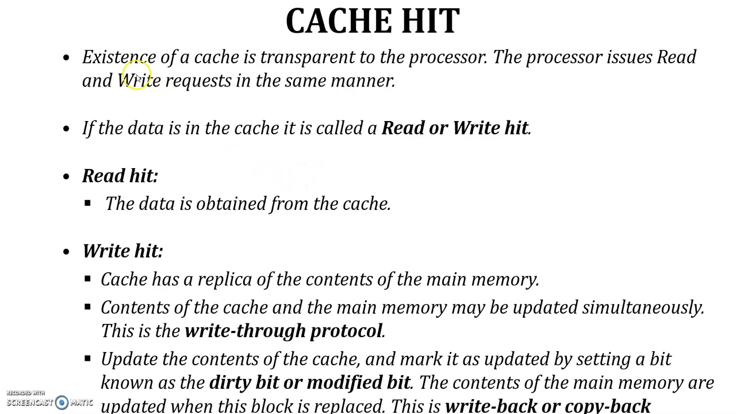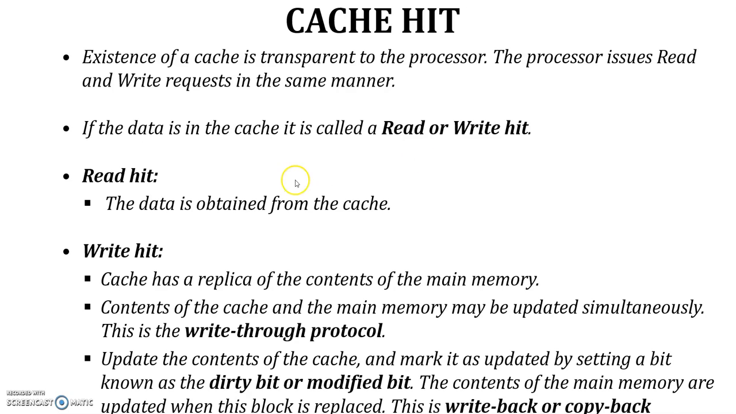So, cache hit. The existence of a cache is transparent to the processor. The processor issues read and write requests in the same manner. If the data is in the cache, it is called a read or write hit. So hit means that when a read or write request is issued, the processor will search for the data in the cache memory. If the processor gets that data from the cache memory, it is called a hit. If the processor issues a read request, then it will be a read hit, and if the processor issues a write request, it will be a write hit.